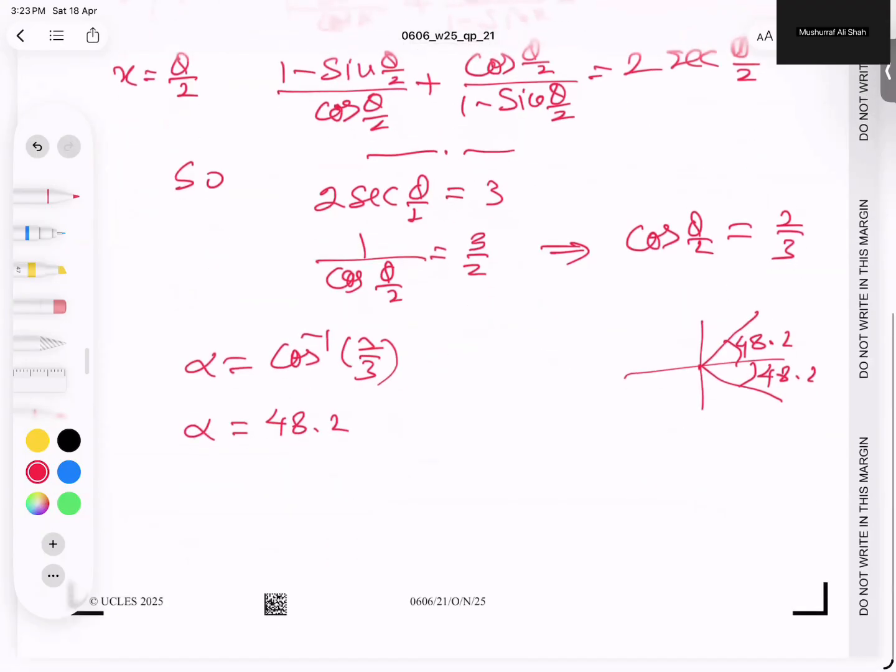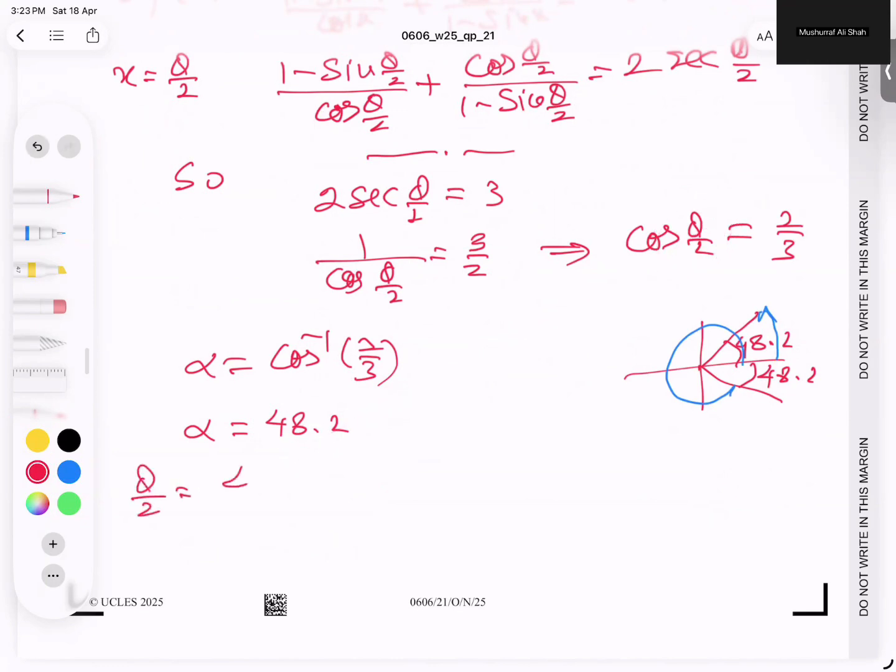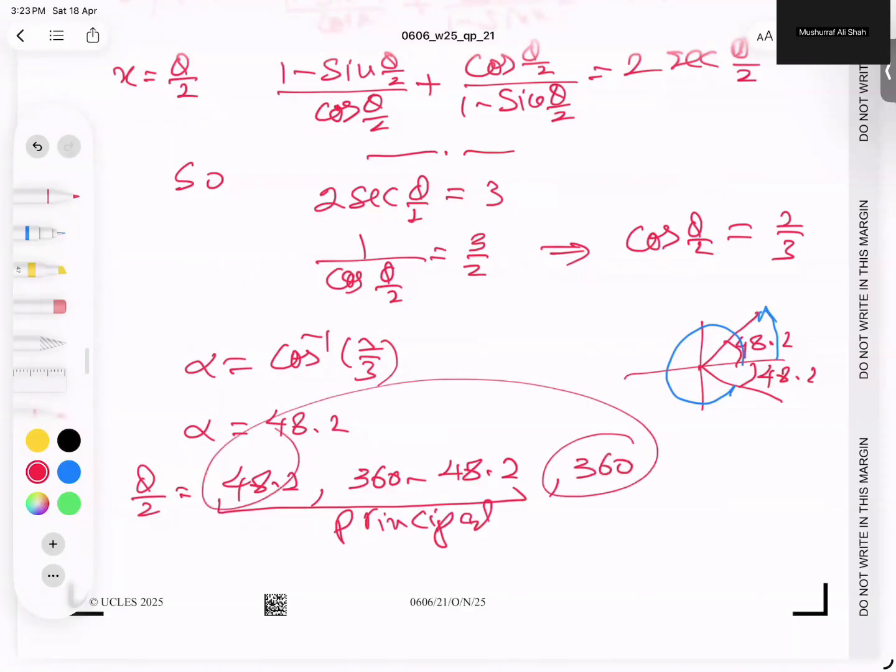Okay, so I will find the first angle, this. The second angle is this. So bring back this theta by 2. Students, make sure whatever angle comes, you bring it back here as theta by 2. So the first answer is 48.2. The second is 360 minus 48.2. These are called principal angles. In both principal angles, I will add 360.